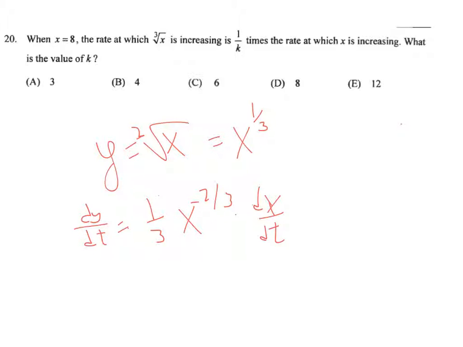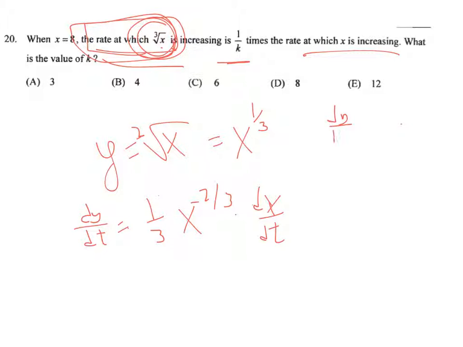But they told me that the rate at which y, well, y in this case is cube root of x, the rate at which this is changing is dy/dt. So dy/dt is 1 over k times dx/dt. So I can say that dy/dt is equal to 1 over k times dx/dt.